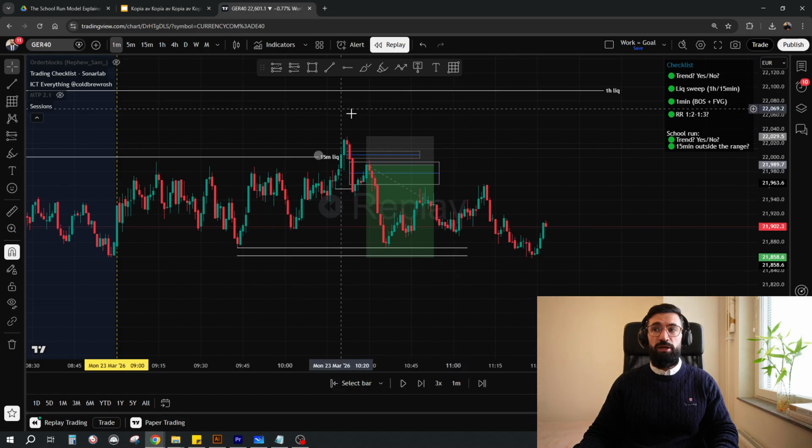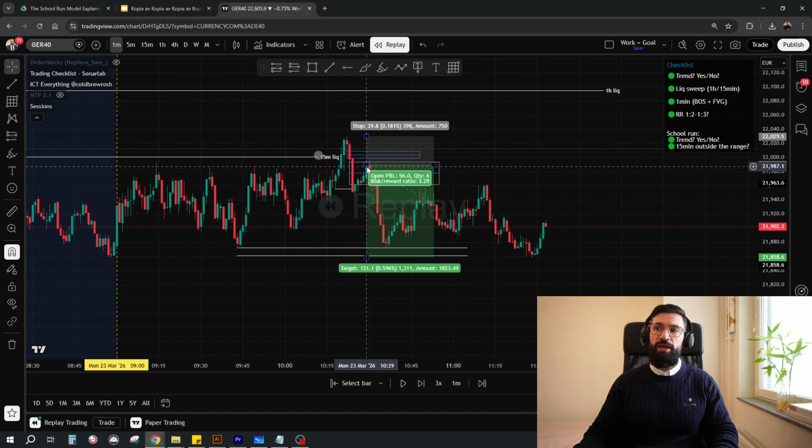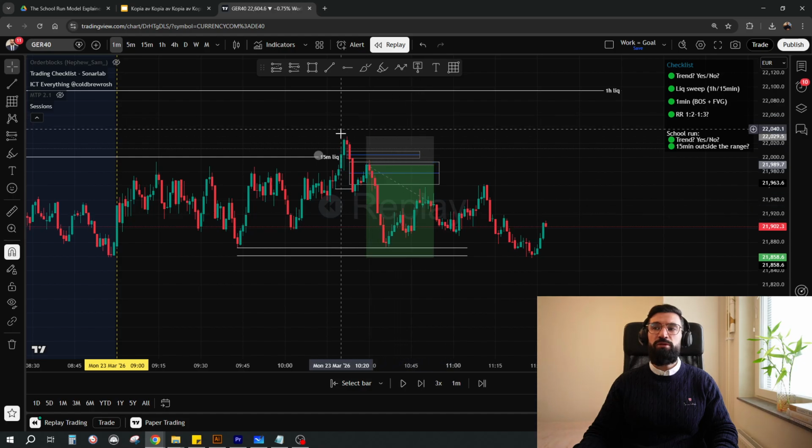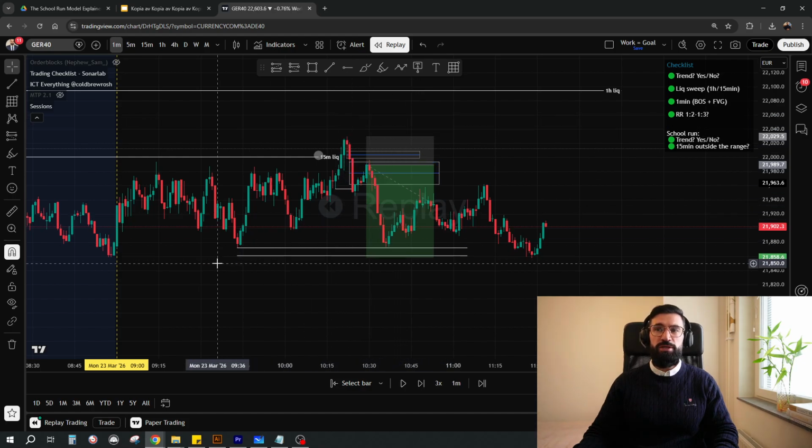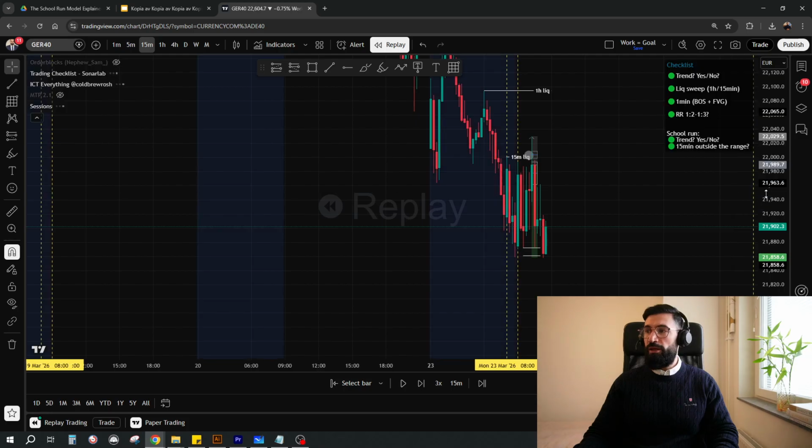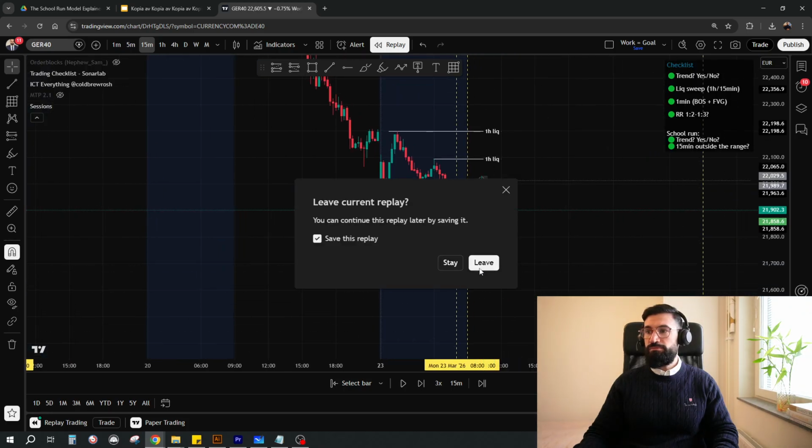That's how it works. There's a liquidity right here that gets swept, a break of structure created, a fair value gap created, and a reaction off of it. And this is when we enter and we put our stop loss over this area right here. Let me show you another example.